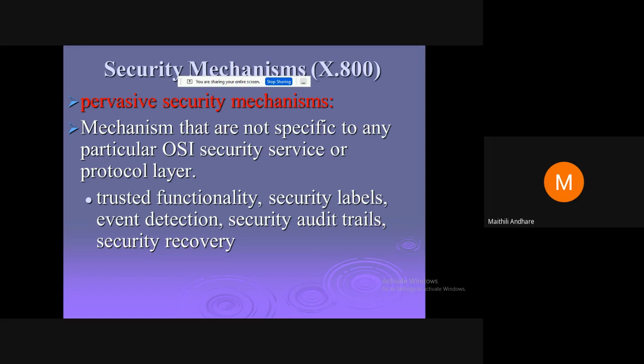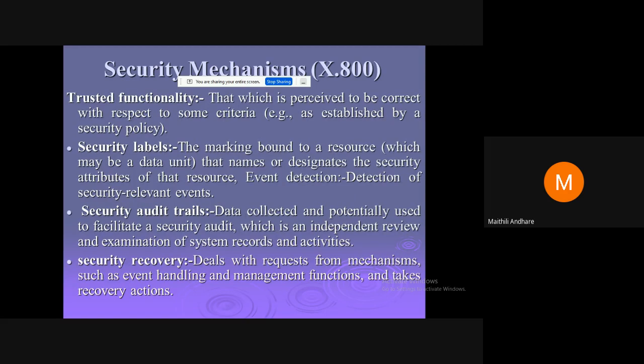Generalized concepts covered under this security mechanism. So we'll see one by one. By observing these terms, you can see these are general terms, but again related to security only. So what do you mean by trusted functionality?